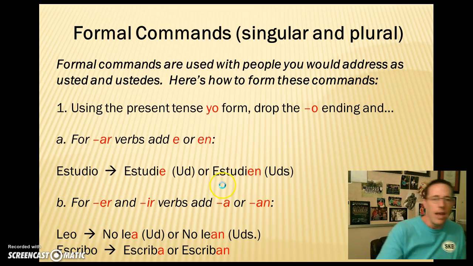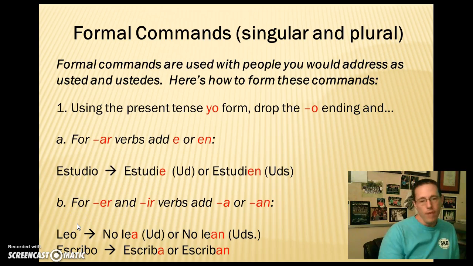Here's a couple of ER and IR verbs. Leo, well, obviously the verb leer is to read. Leo is I read. So if you want to tell someone to read or don't read, you can say no lea or no lean if you're talking to more than one person at a time. Same with the verb escribir, which is to write. If you want to tell someone to write, you'd say escriba or escriban. And yes, as you can tell, they're the same in both negative and affirmative style commands.